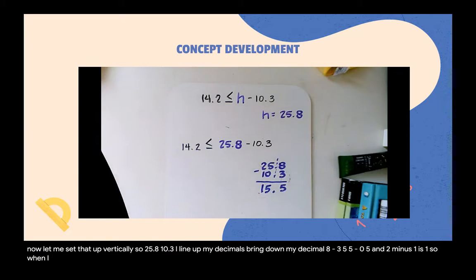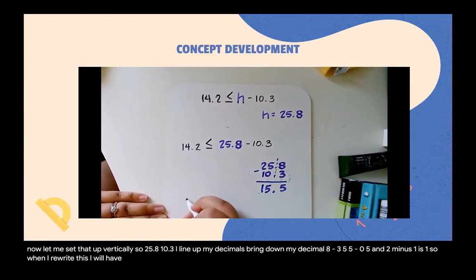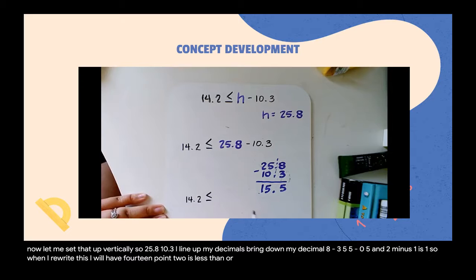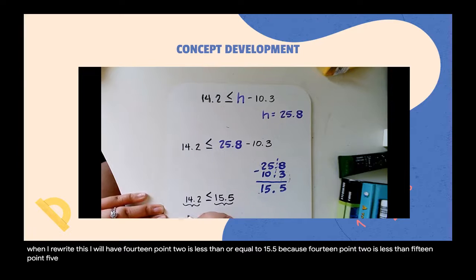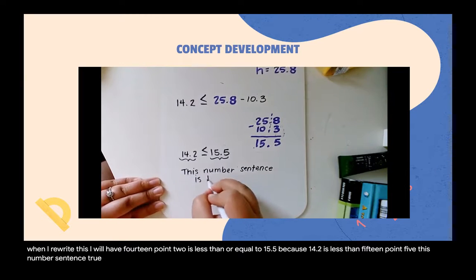So when I rewrite this, I will have 14.2 is less than or equal to 15.5. Because 14.2 is less than 15.5, this number sentence is true.